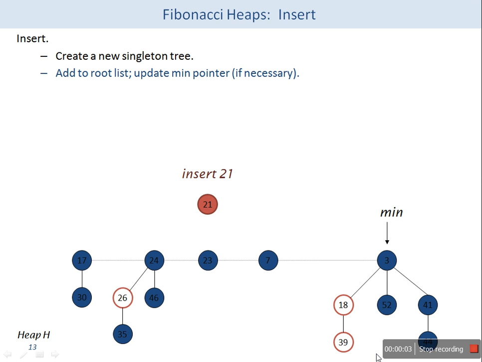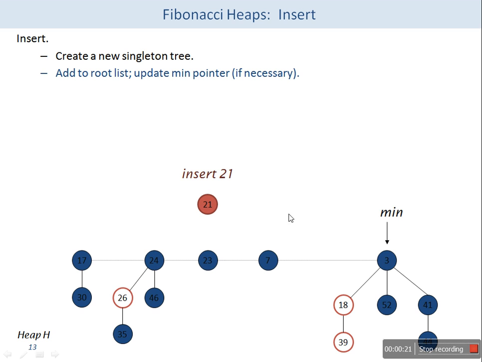Fibonacci heap insert is a very simple procedure. To insert an element in a Fibonacci heap, we just create a single node, a singleton tree with the one node that is to be inserted first, and then add this node to the root list.